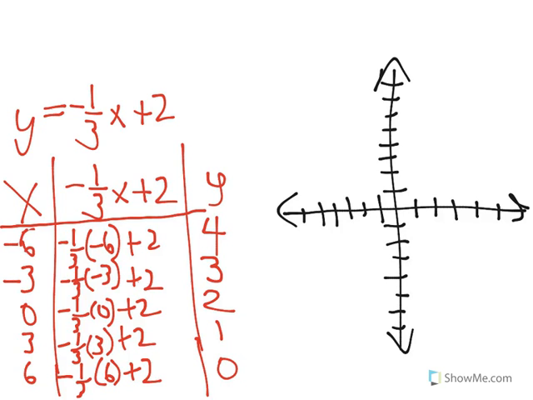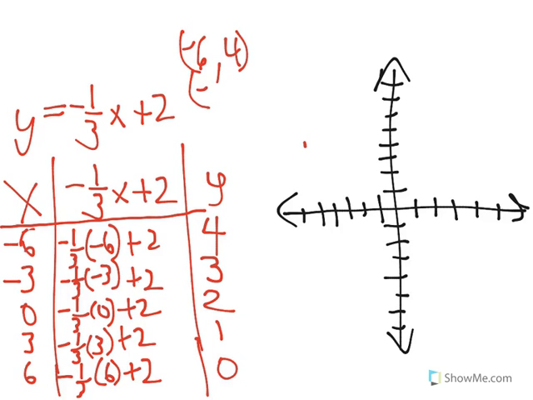So it's 1, 2, 3, 4, 1, 2, 3, 4, 5, 6 over, and then 1, 2, 3, 4 up. That's going to be that first point there. And I like to actually write these out. So negative 6, 4 is that first point.